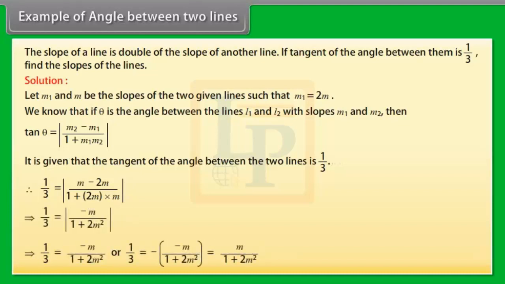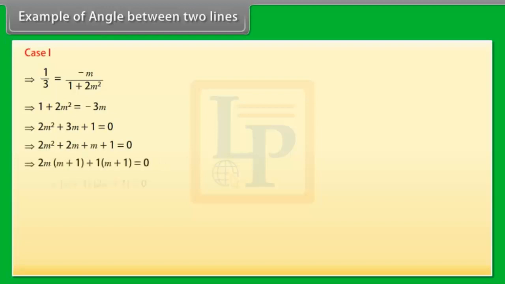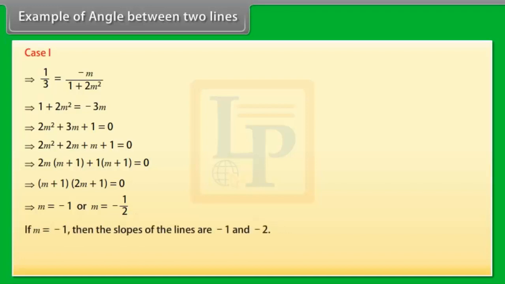On solving, we get modulus of m/(1 + 2m^2). Case 1. 1/3 = -m/(1 + 2m^2). On solving, we get m = -1 or m = -1/2. If m = -1, then the slopes of the lines are -1 and -2. If m = -1/2, then the slopes of the lines are -1/2 and -1.